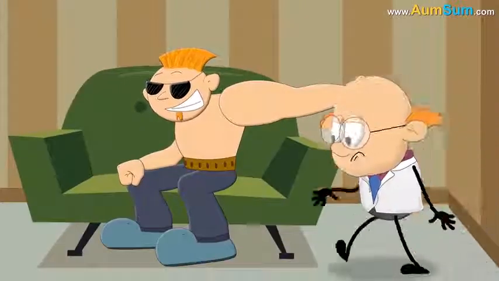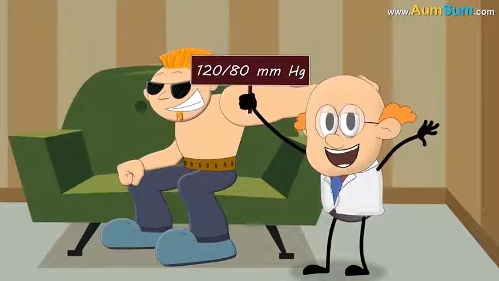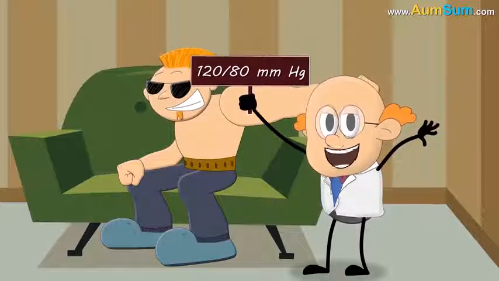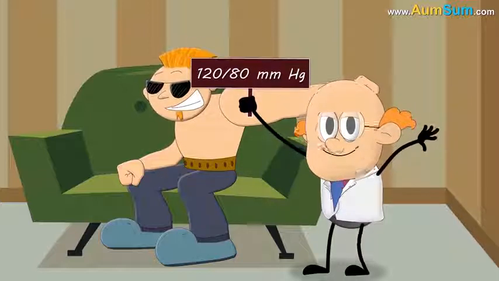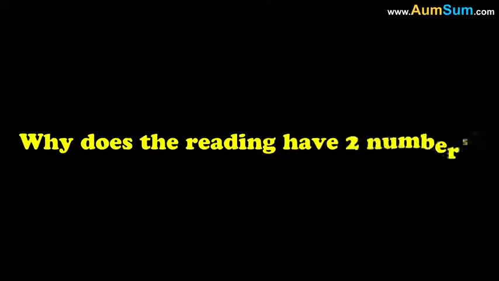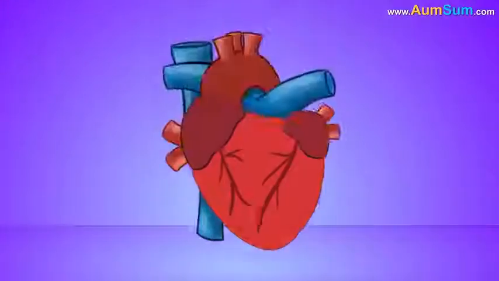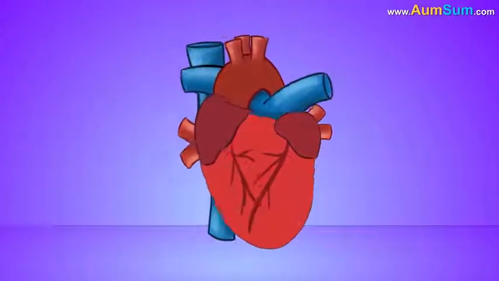The ideal blood pressure reading is about 120 over 80 millimeters of mercury or slightly below it. But why does the reading have 2 numbers? It is because our heart is constantly contracting and relaxing.